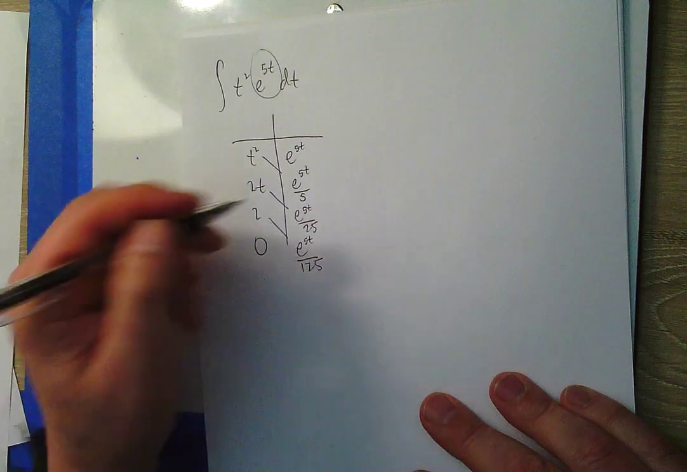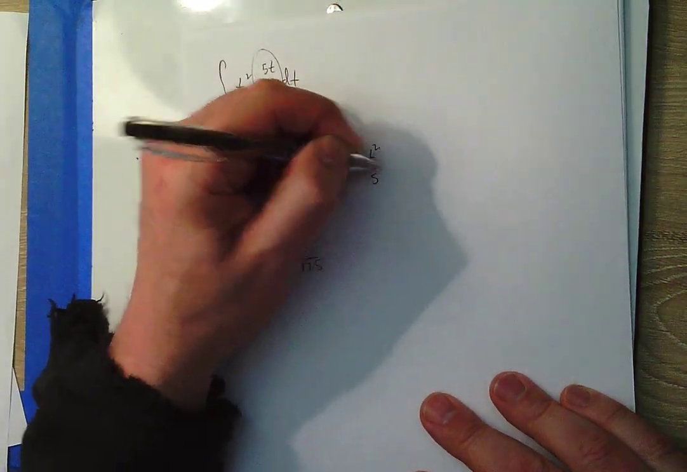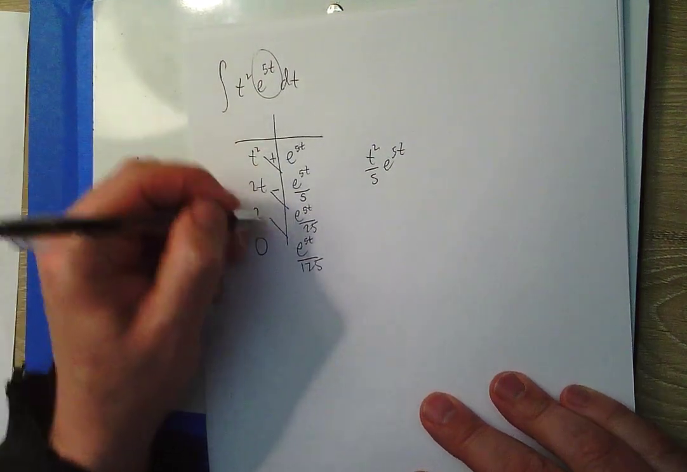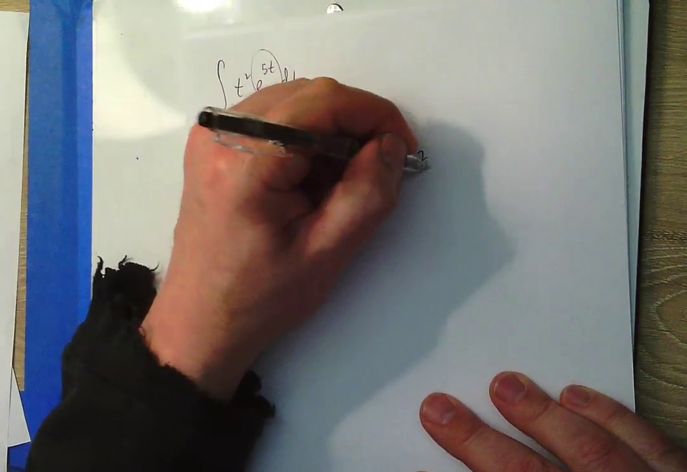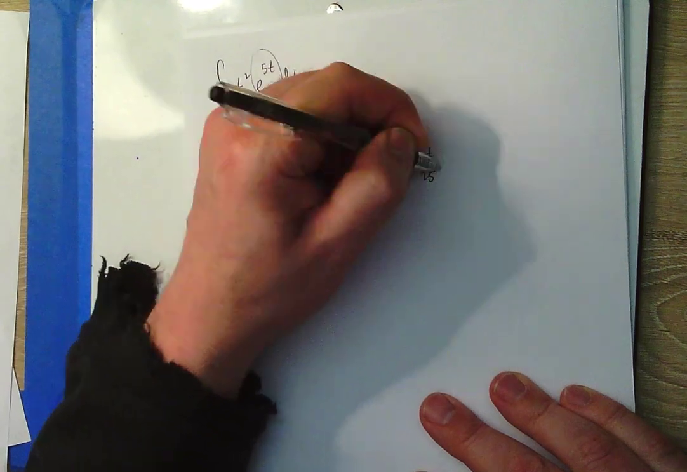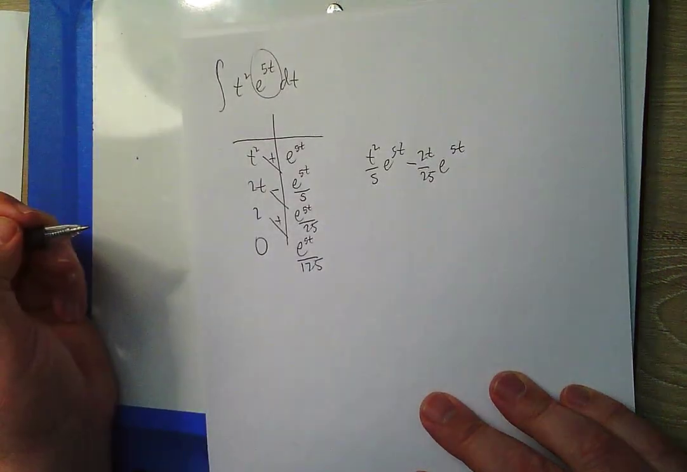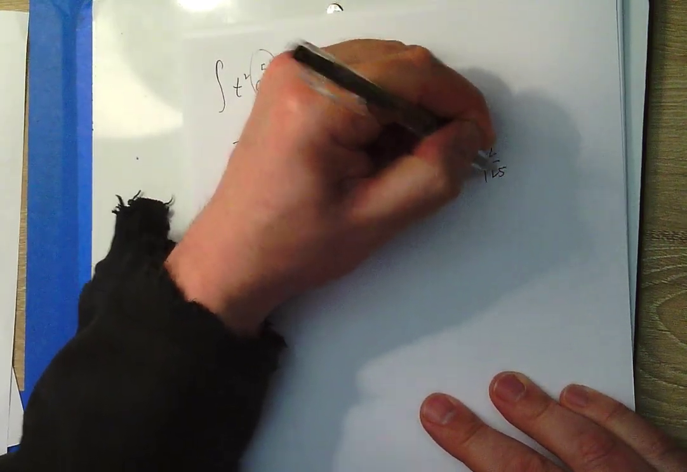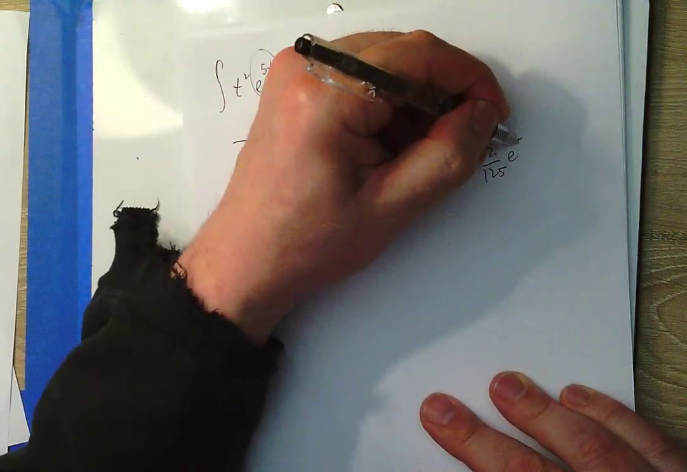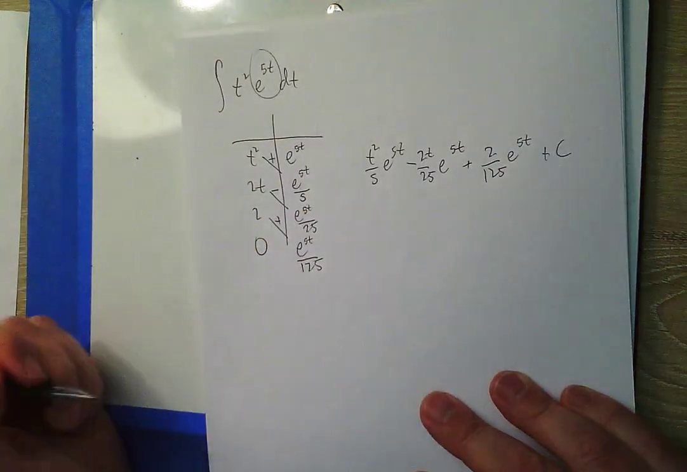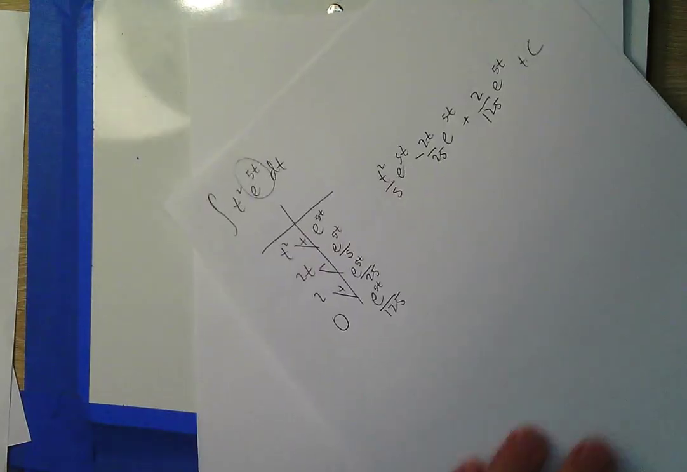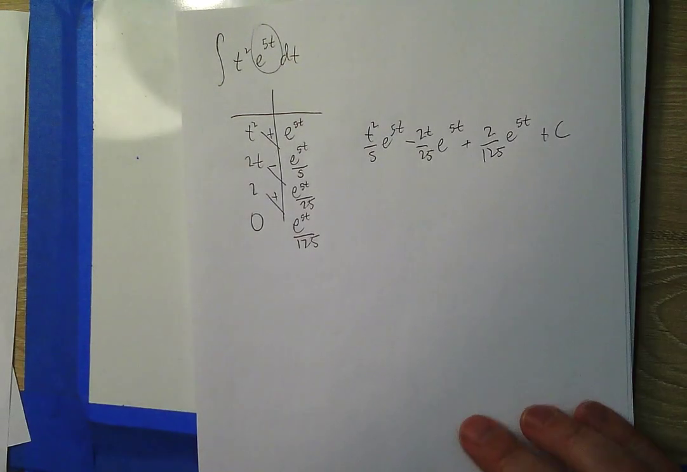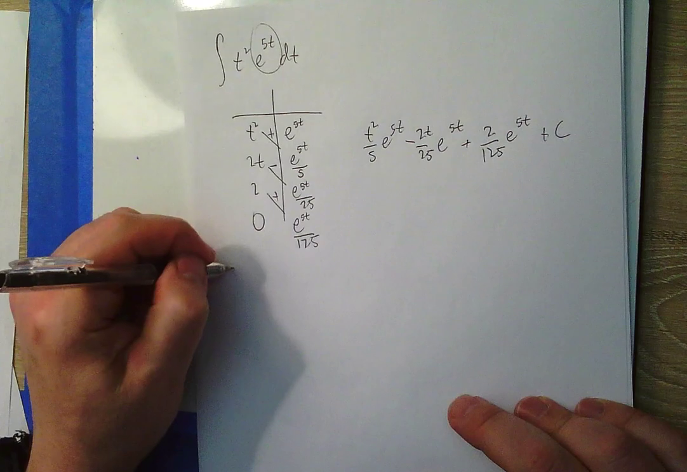So I end up with t squared over 5 e to the 5t minus 2t over 25 e to the 5t plus 2 over 125 e to the 5t plus c. And I do say, when you practice these things, they do go faster. Okay, how about this one?